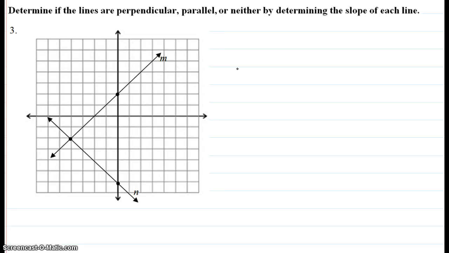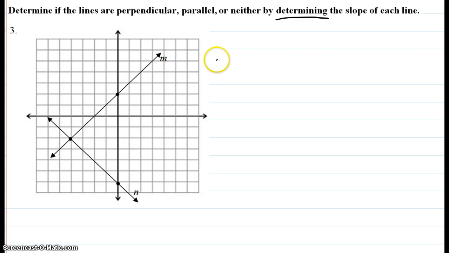Determine if the lines are perpendicular, parallel, or neither by determining the slope of each line. So what we have to do is find the slope of each line. You just can't look at it and say, oh, they look parallel. So you actually need the math behind it to justify your answer.